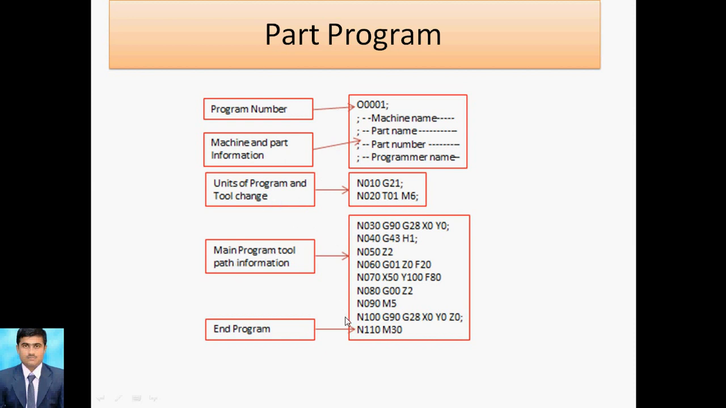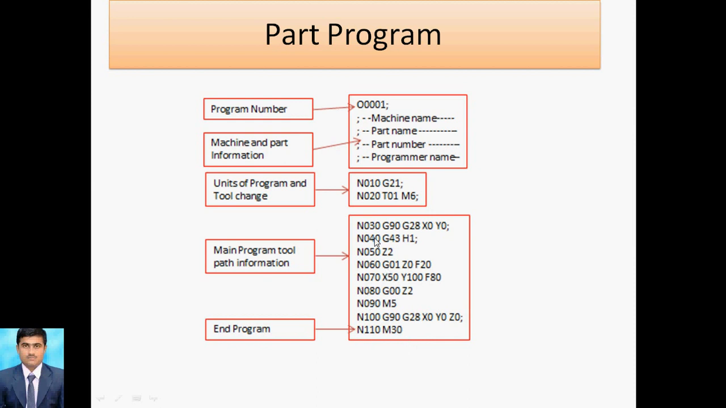Then similarly we have to mention the main program with the tool path. N030 is the sequence number, G90 is absolute programming, G28 is the rapid traverse, X0 Y0 is your coordinate system for the workpiece. Then we mention G43, then G82. Likewise the words mentioned are called the main program toolpath information, or you can say subroutine. At the end of the program we use the word M30, that is spindle stop, or you can say machine stop.